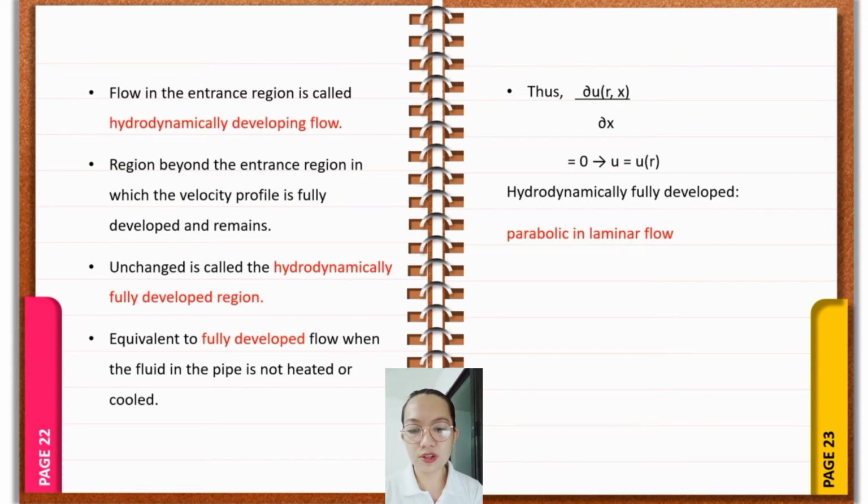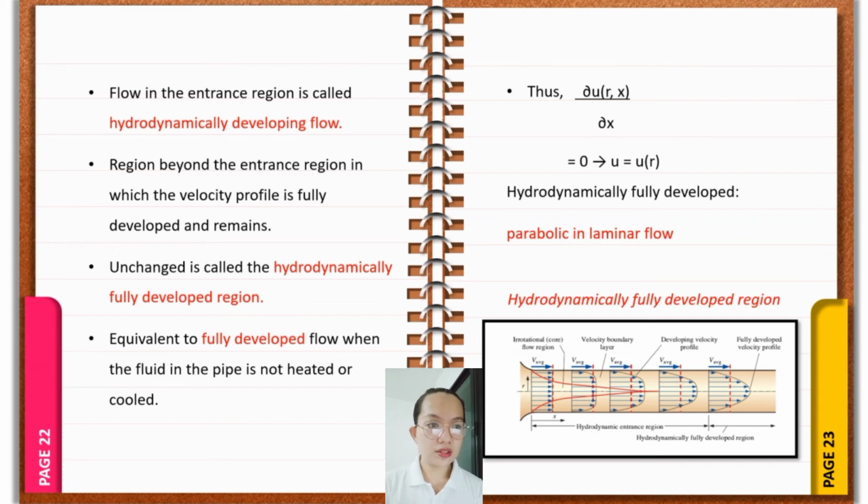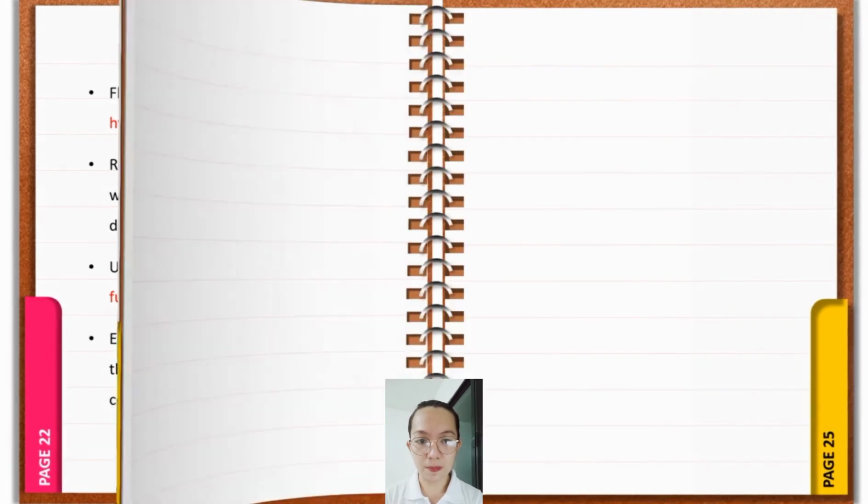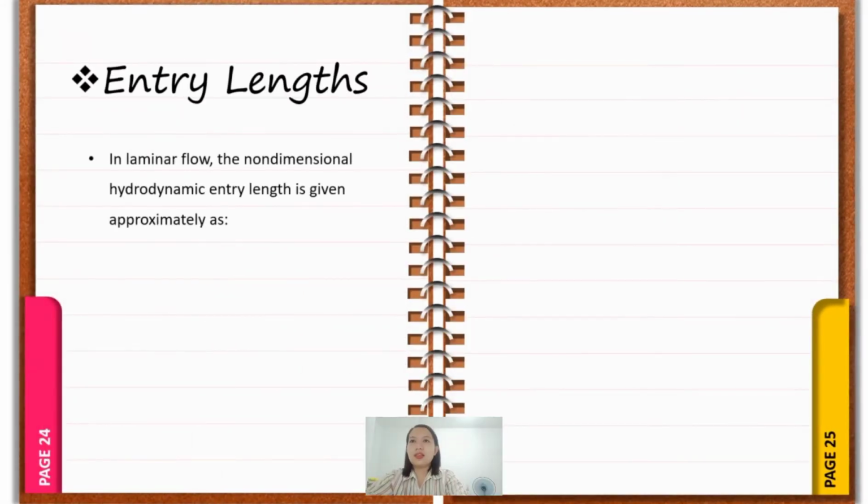As shown in the figure, the fully developed average velocity profile is parabolic in laminar flow. As you can see from the arrows, the thickness of the boundary layer increases in the flow direction until the boundary layer reaches the pipe center, and thus fills the entire pipe. Entry lengths: in laminar flow, the non-dimensional hydrodynamic entry length is given approximately as L_H,laminar ≈ 0.05 Re D, where Re is the Reynolds number and D is the diameter.